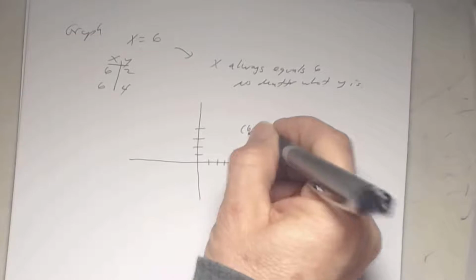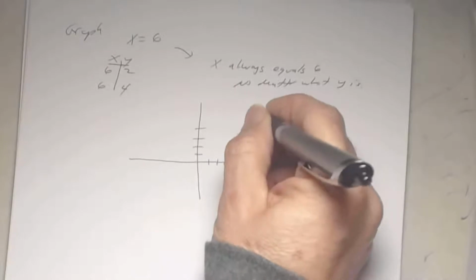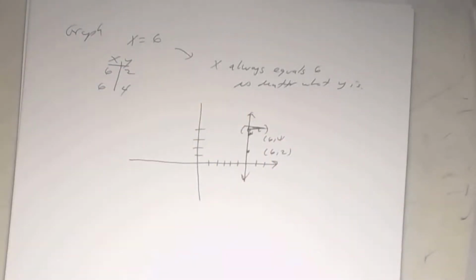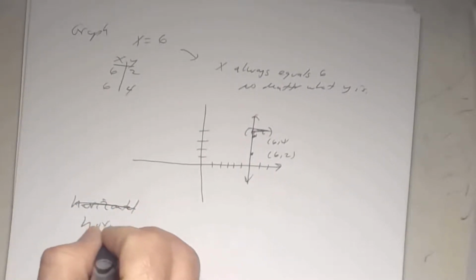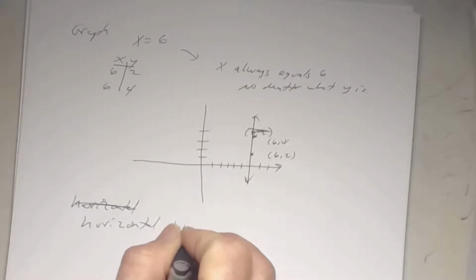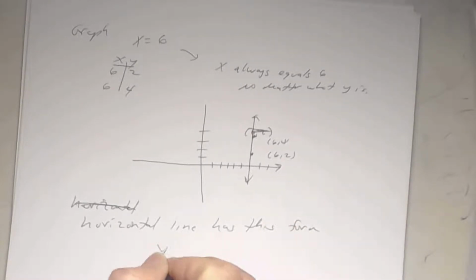And what kind of line do you get? Vertical, right? What kind of equation is horizontal? What must it look like? Y equals. So remember a horizontal line has this form: y equals a number, right? And in that case, it would say y always equals that number no matter what x is. So it's in the notes from last class period.